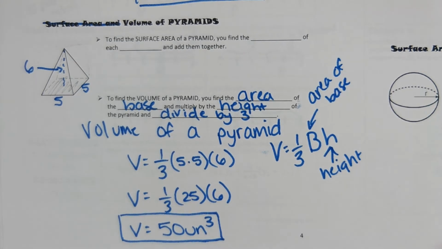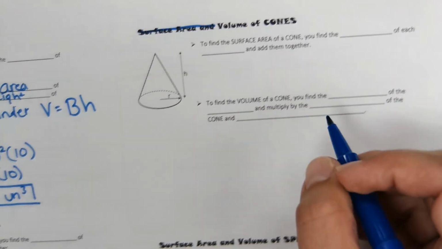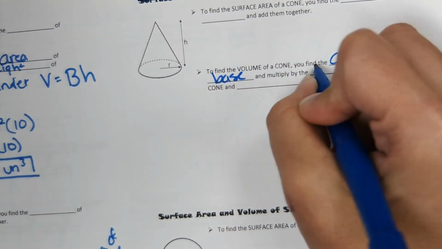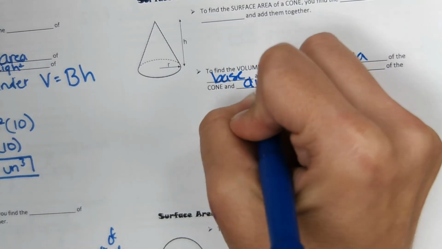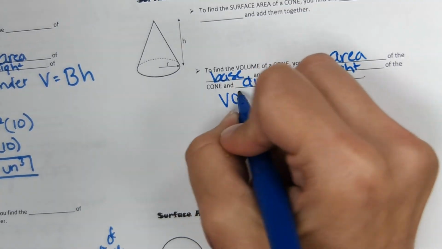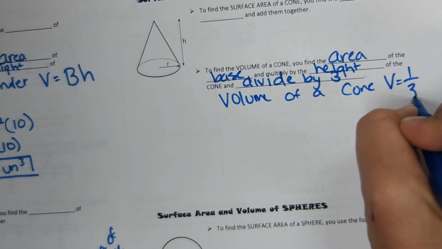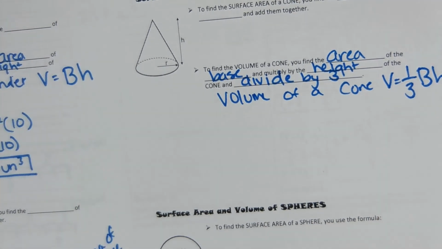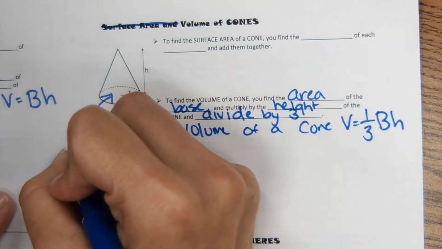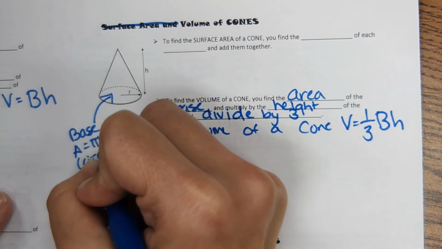Okay, next one. Good. Cones. To find the volume of a cone, you find the area of the base, multiply by the height, and then divide by 3. Volume of a cone. Volume equals 1/3 area of the base times the height. The difference here, though, is that the base is a circle. Base area equals pi r squared. This is a circle.